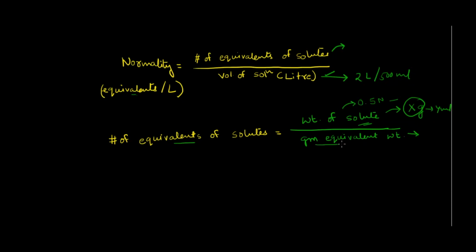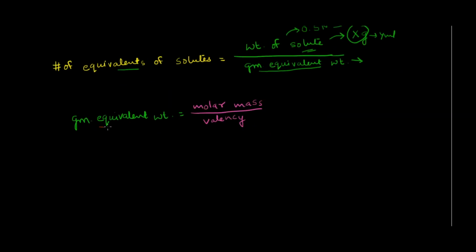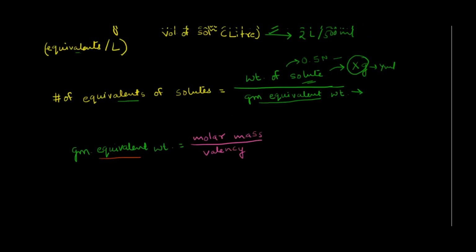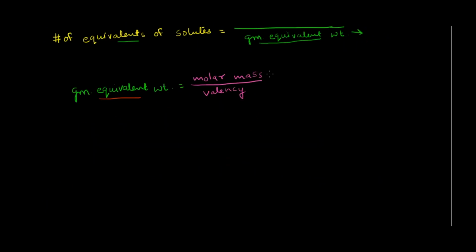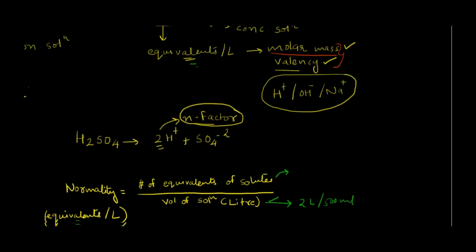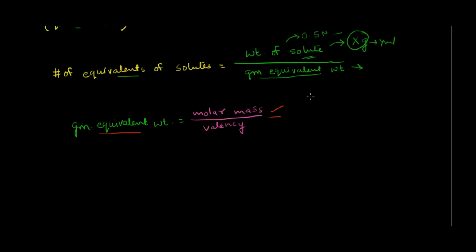What is this gram equivalent now? Gram equivalent weight is what we just saw over here, right? The molecular weight and valency. That is when you take the molecular mass of a compound and divide that by the valency of that compound. We just saw the example of H2SO4. So H2SO4 molecular weight is 98 and valency is 2, right? So 98 divided by 2 would give me 49. So 49 is my gram equivalent weight for H2SO4.